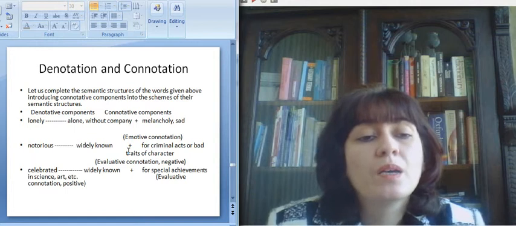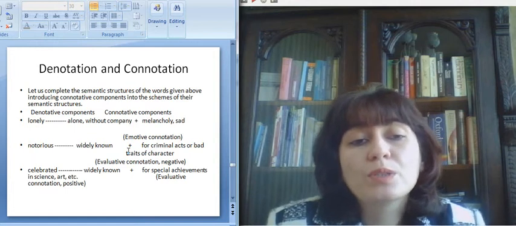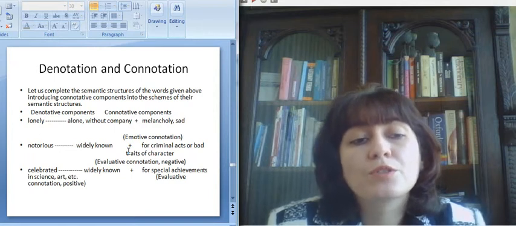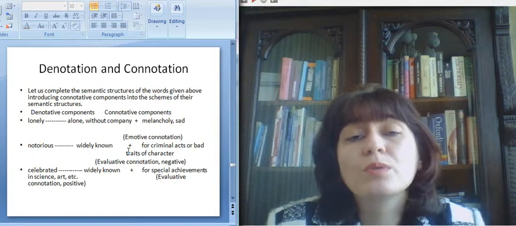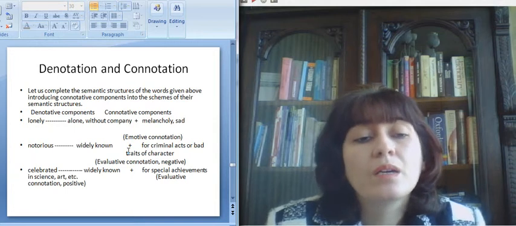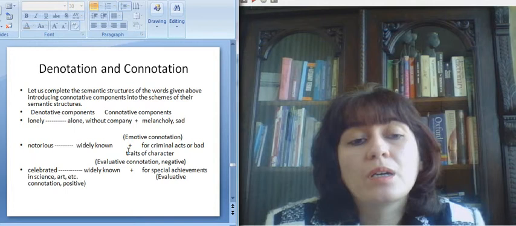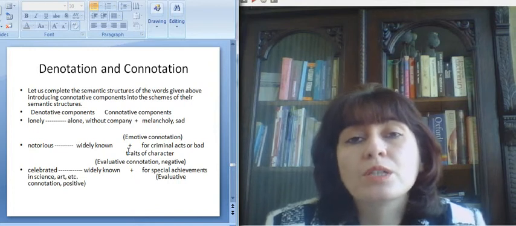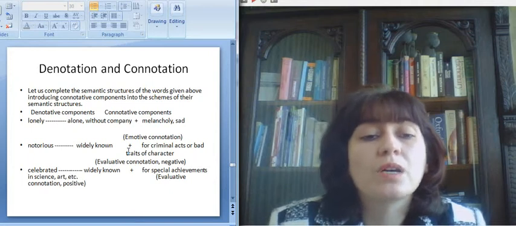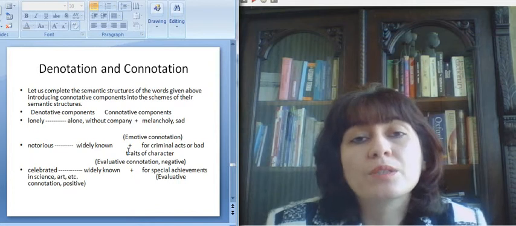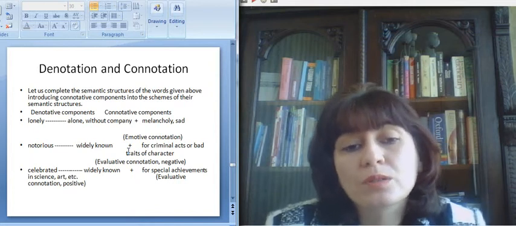And now let us complete the semantic structures of the words given above, introducing connotative components into the schemes of the semantic structures. So denotative components plus connotative components. So the denotative components of the adjective lonely are, as you remember, alone, without company, plus connotative components, melancholy, sad. Of the word notorious, widely known, plus for criminal acts or bad traits of character. So this is evaluative connotation, negative evaluative connotation.